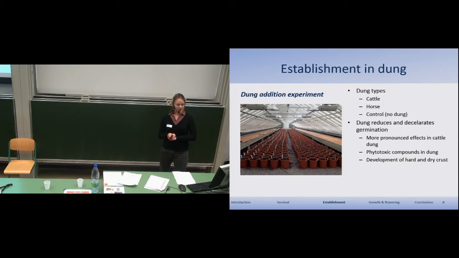And even in cattle dung, we found more pronounced effects, which can be explained by the fact that cattle dung has the typical trait that it develops a hard and dry crust very soon after deposition, and this crust is very likely inhibiting the establishment of the seedlings. Also, the phytotoxic compounds that are commonly found in dung might have an inhibitory effect on the early life stages of seedlings. So we found very high costs.